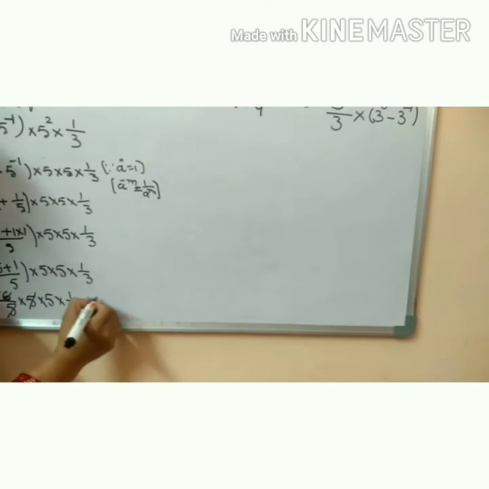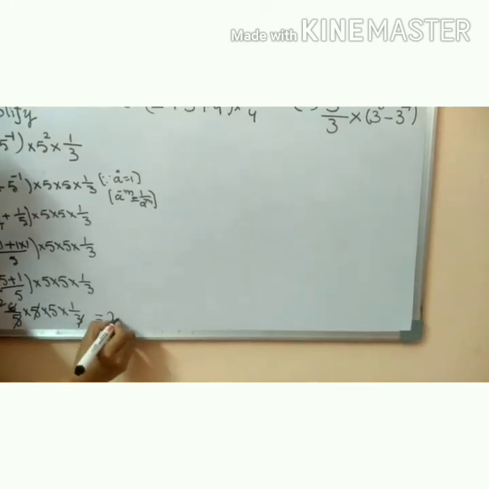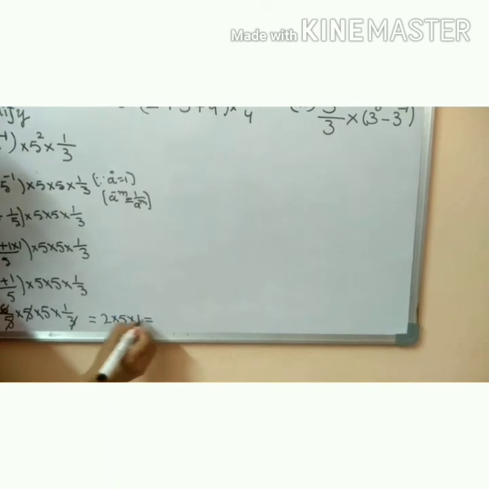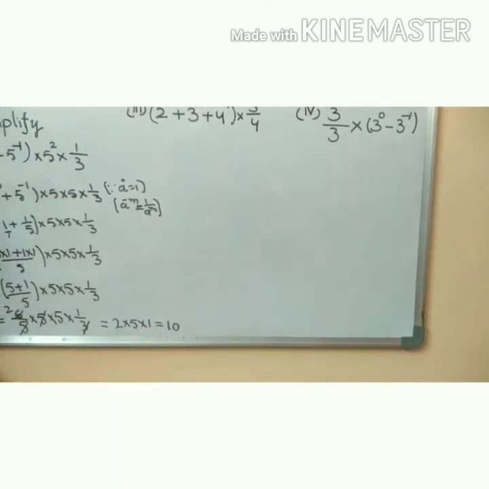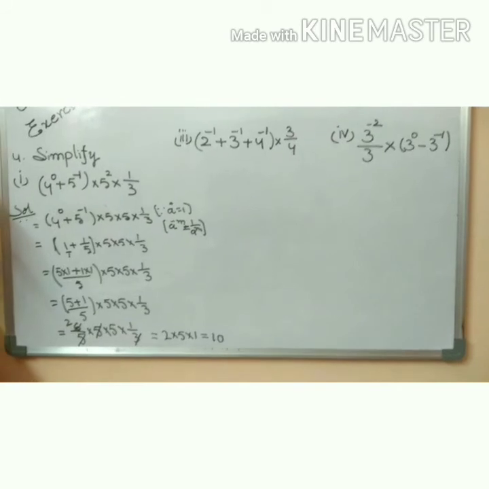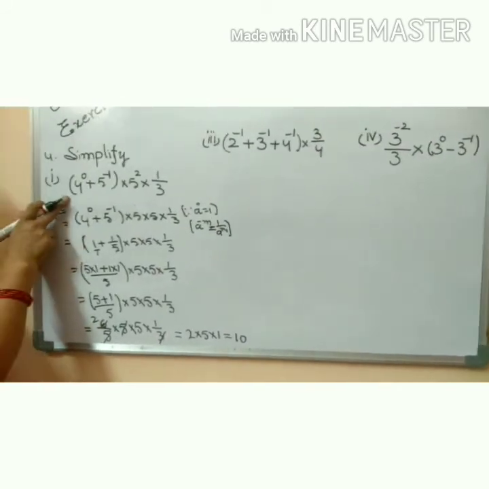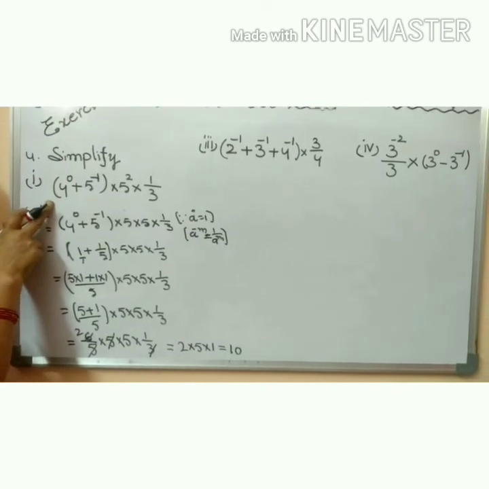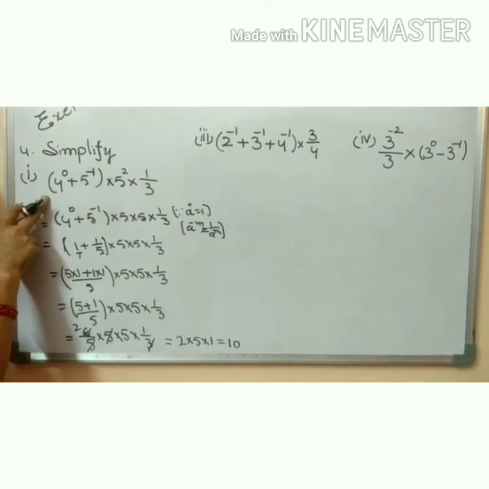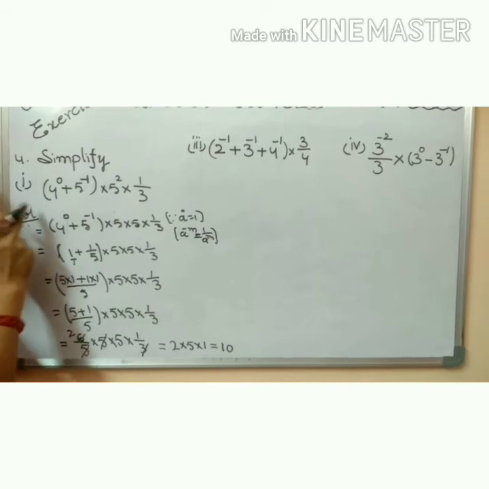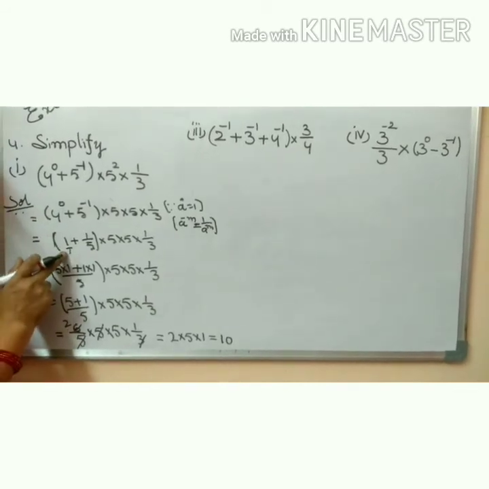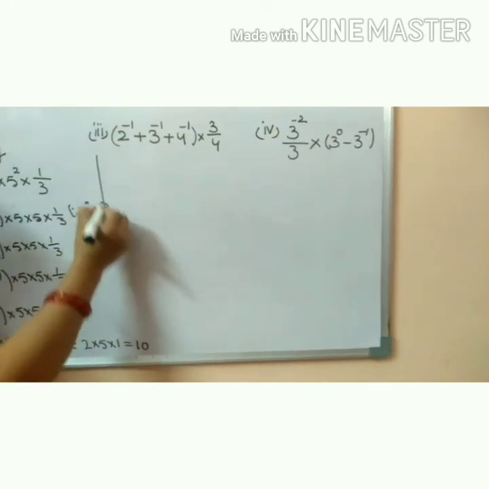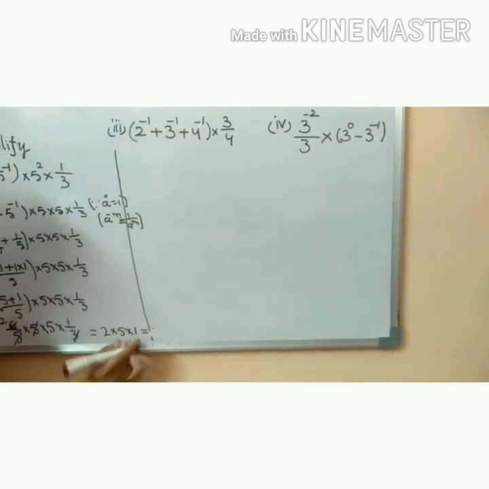So that is equal to 2 into 5 into 1. 2 5s are 10, 10 1s are 10. The value is 10. Okay. Did you understand, children? So you have to take the base of any million number or billion number, lakhs, crores, any number, power 0, then the value is 1. Did you understand? Okay, next we will go to the next problem.